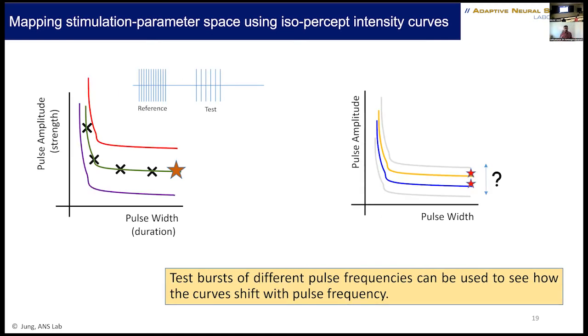And using the same method, you can also test how these isopercept curves vary along the pulse frequency axis. So if you have a test burst, which is a different frequency than the reference burst, then you ask the same question and say, okay, find the amplitude point where the test burst feels the same as the reference burst.